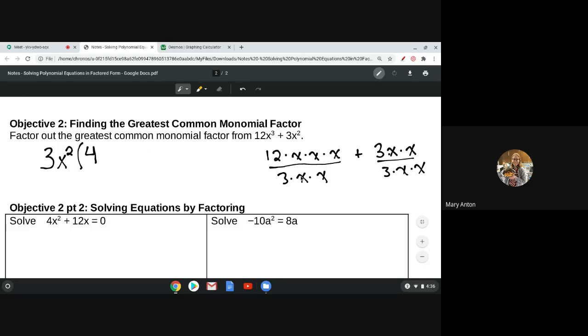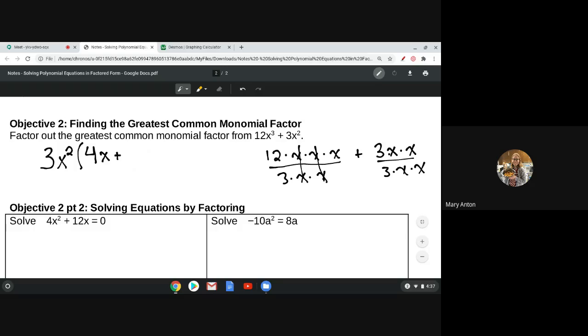And then, see, we have 3 x's up here and only 2 down here, which means that 2 of these will cancel, and we only have 1 x left. So this is a 4x right here. So that means if we factor out a 3x squared from 12x cubed, we are left with a 4 and an x.